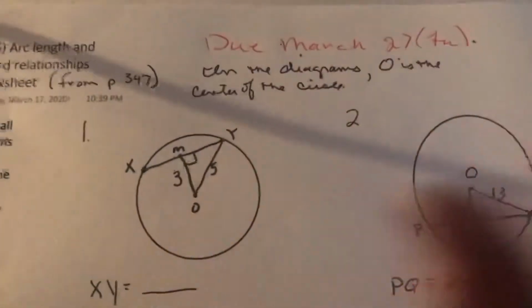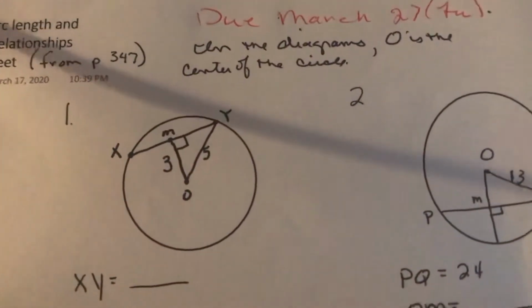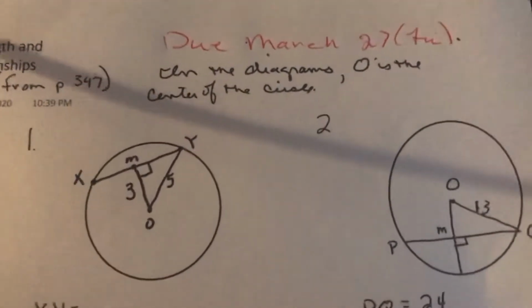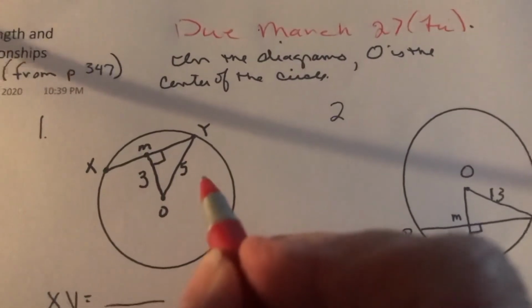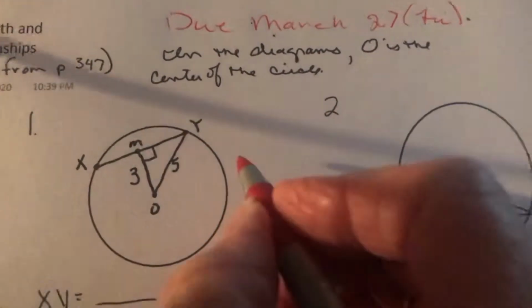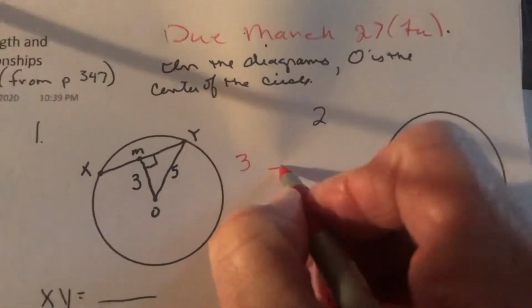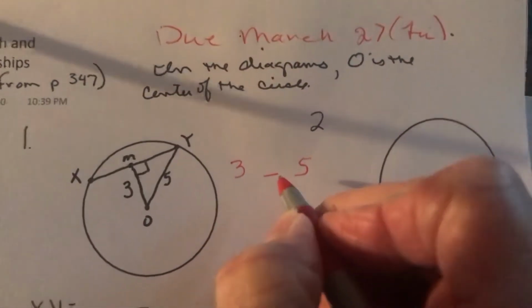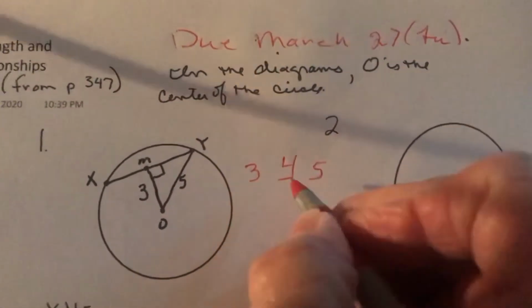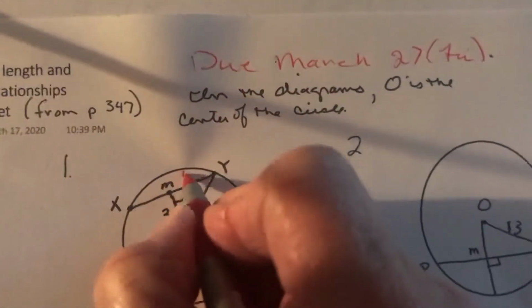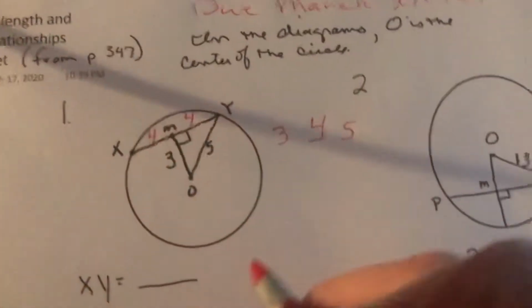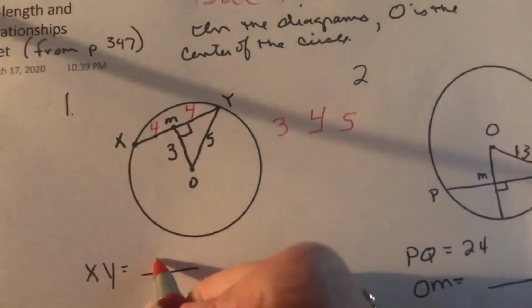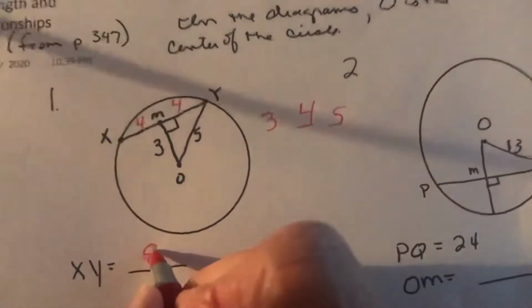All right. Number 1. Because OM, which is 3, is perpendicular to XY, it bisects XY. So the distance from X to M and the distance from M to Y will be the same. This is a 3, 5 triangle. 4. So that means the distance from M to Y is 4, and the distance from X to M is 4. So the entire distance from X to Y is 4 plus 4, which is 8.